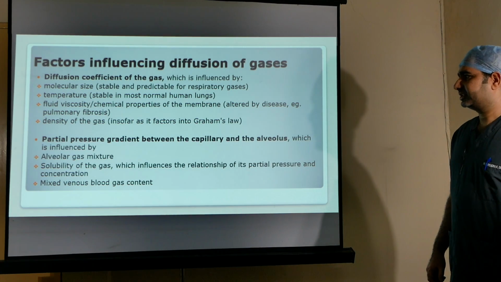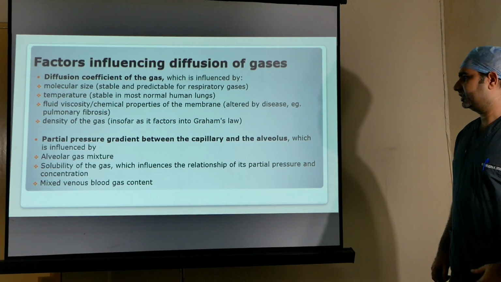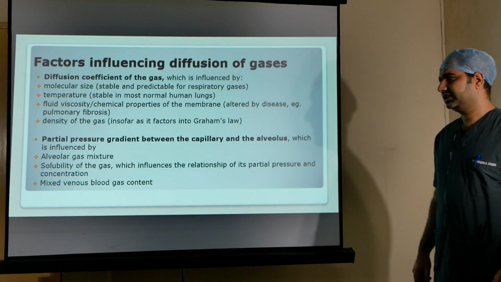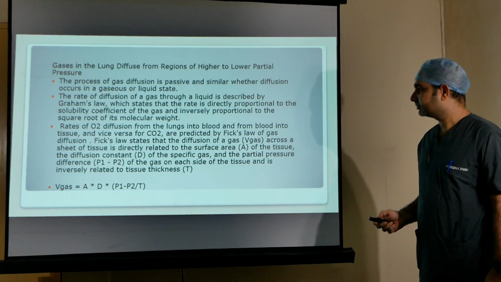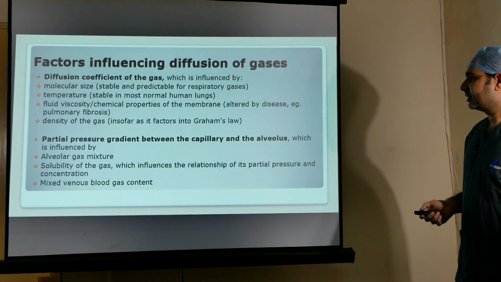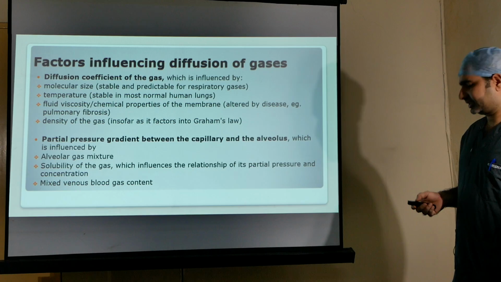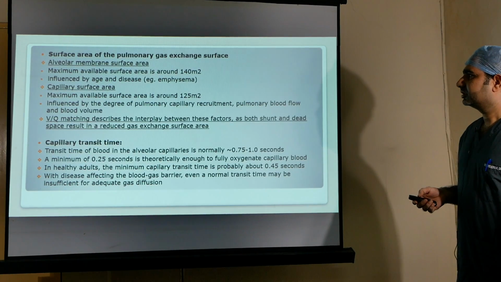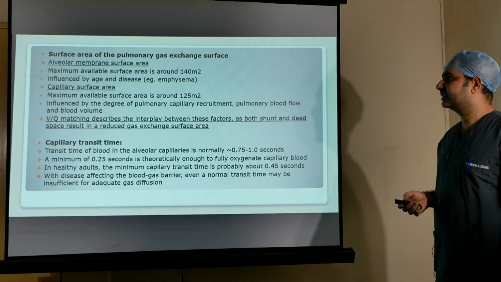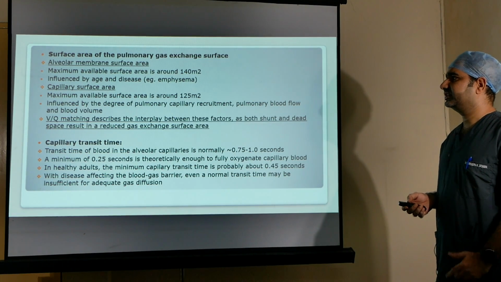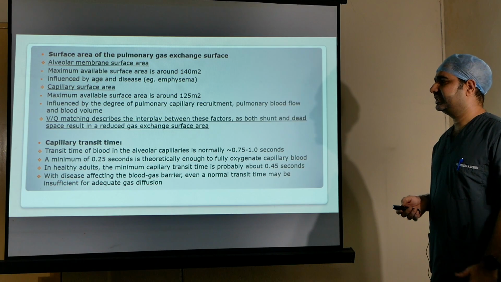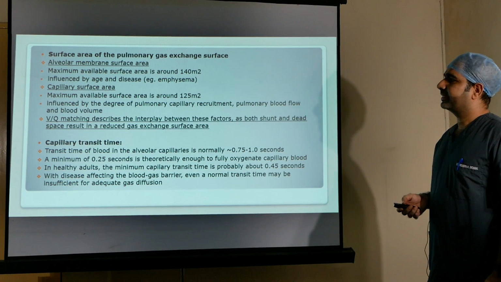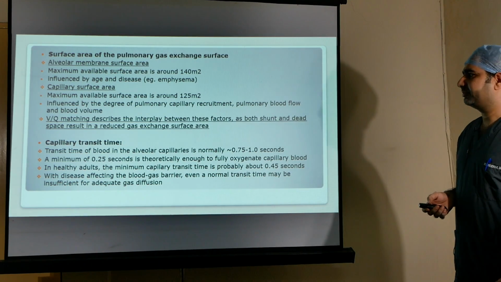Second point is the partial pressure gradient between the capillary and the alveolus, which is influenced again by the alveolar gas mixture, second, the solubility of gases, and third, the mixed venous blood gas content. Third factor is the surface area of the pulmonary gas exchange surface: first, the alveolar membrane surface area, second, the capillary surface area, and third, the VQ match.